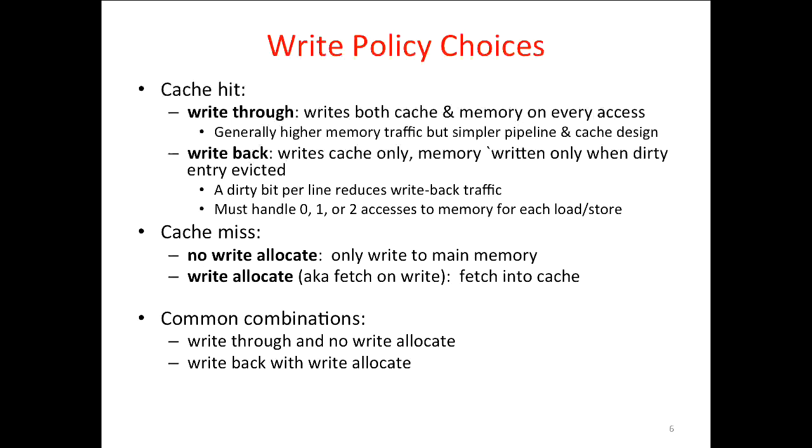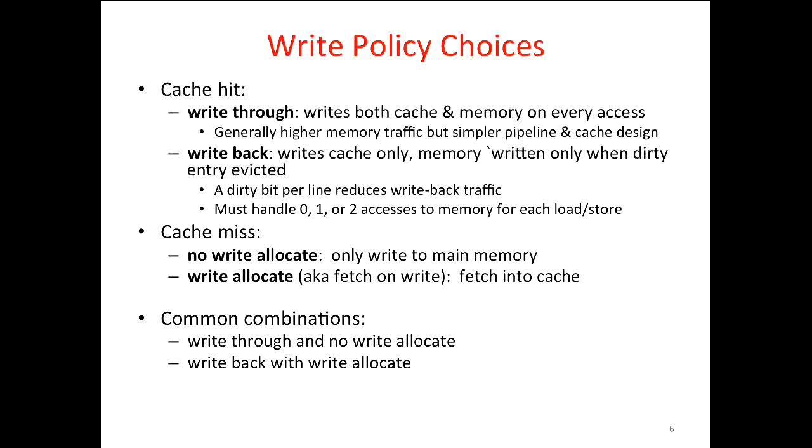In the write-back case, though, it's a little more complicated. You have to first do the write in the cache. And depending on what happens, you may have to do 0, 1, or 2 memory accesses. You do 0 accesses if it's a hit. You just update the value in the cache. You do 1 access if it's a miss and you evict a clean line. You do 2 accesses if it's a miss and you evict a dirty line. And this complicates the way you build the pipeline around these write-back caches.